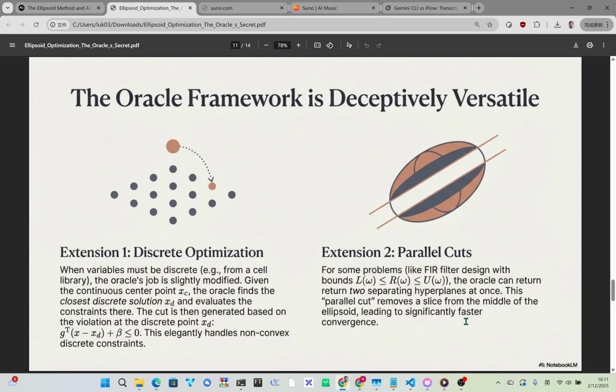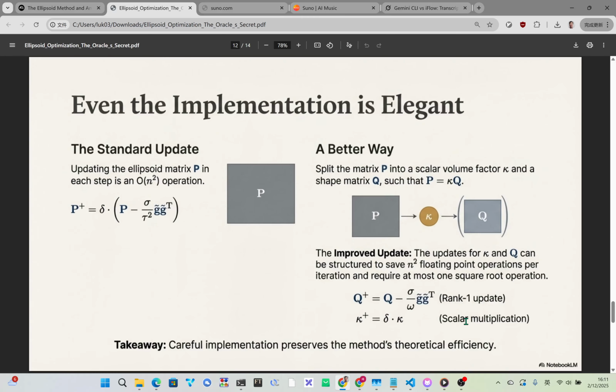Significantly. And finally, even the supposedly clunky implementation of the method has been refined. It's not just running brute force geometry in the background. Right, the details matter. They're critical. The standard update for that ellipsoid matrix, P, is an O(n^2) operation. That's where that nasty complexity factor comes from, if you have to recalculate a huge matrix every single time. The cost adds up fast, so how do the smarter implementations get around that? They separate the function of the matrix. They split the matrix P into a simple scalar volume factor, let's call it kappa, and a shape matrix. So you have P = kappa * Q.